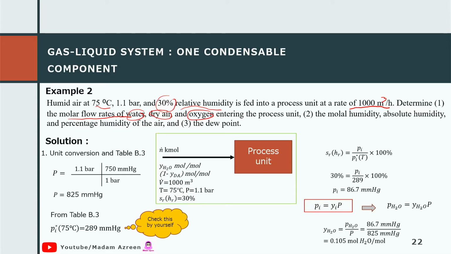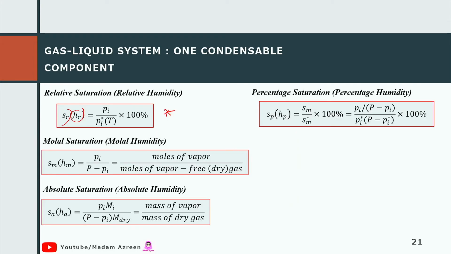Yang kedua, kira molar humidity, absolute humidity, percentage humidity. Dan yang ketiga, kira dew point. Okay, molar humidity, absolute humidity ni memang guna sahaja formula dekat sini. Guna formula ni dan formula ini.